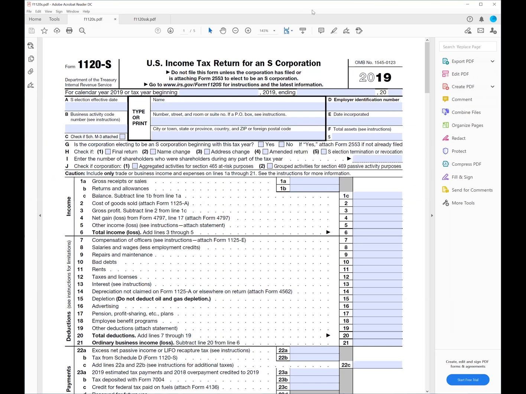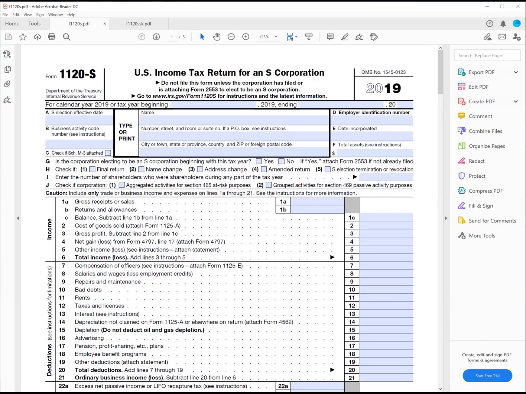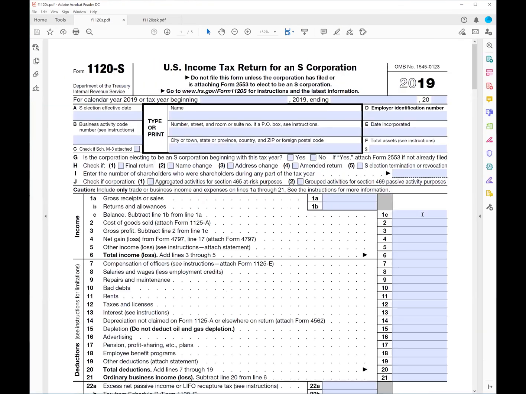I don't know everything about tax returns. Why not? There's just a lot of information there. I know enough to be dangerous, and that's it.